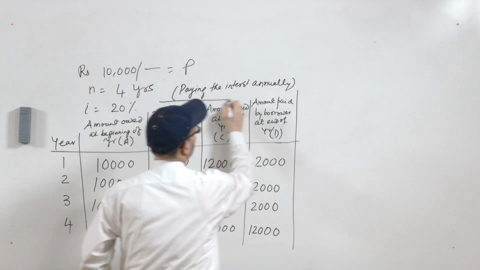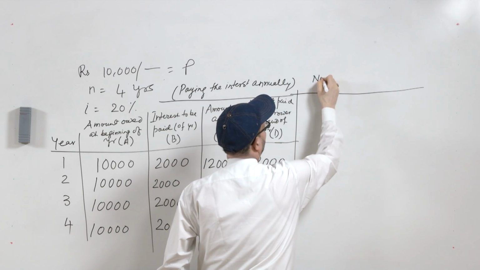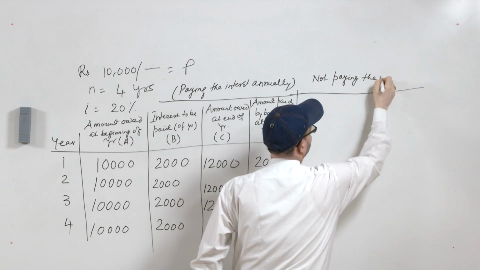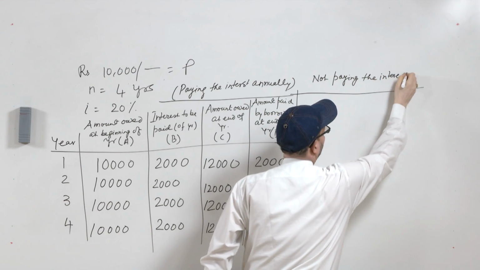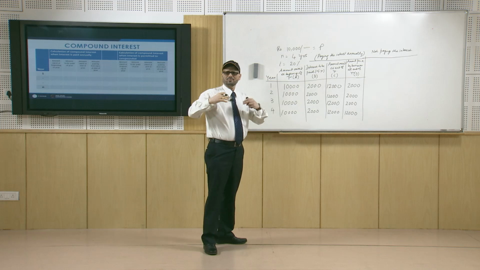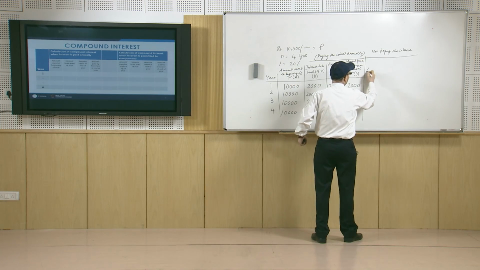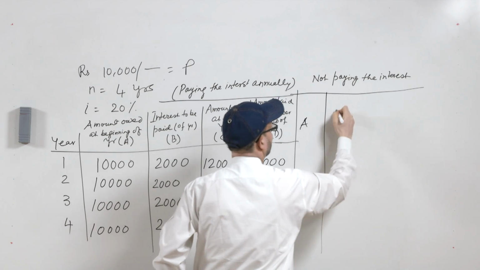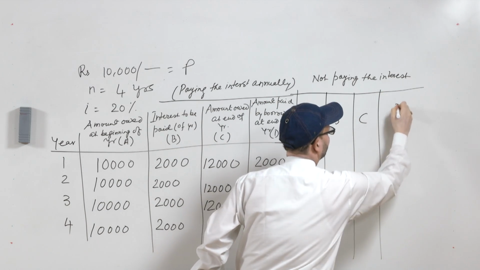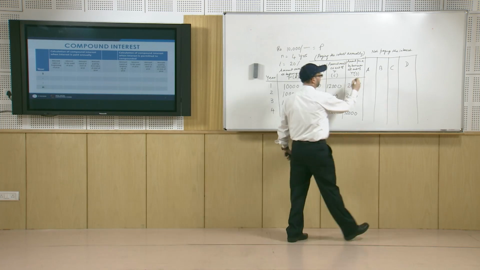Now if he is not paying the interest annually, and interest is accumulated, that is how the interest amount goes on increasing every year. In that case, A, B, C and D, these amounts will be how much, that we have to see.